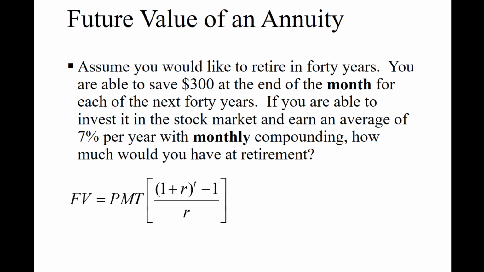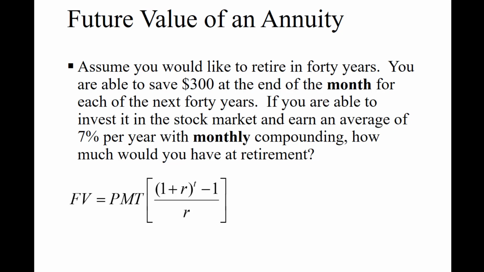So here again, we're going to retire in 40 years. And in this case, we're going to be able to save $300 at the end of the month for each of the next 40 years. If we're able to invest in the stock market and earn an average of 7% per year with monthly compounding, we want to know how much we'll have at retirement.